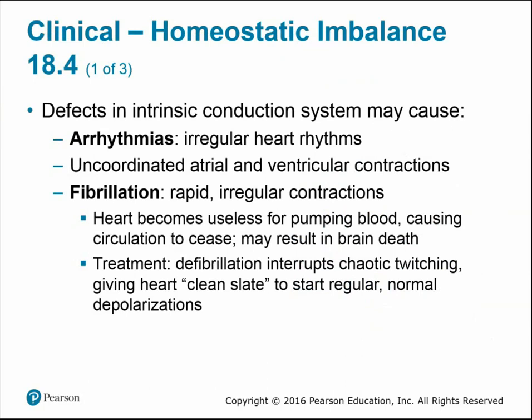So some homeostatic imbalances with heartbeat could be defects in this intrinsic conduction system that can cause things like arrhythmias, which is just an irregular heart rhythm. In this, the atrial and ventricle contractions are uncoordinated, so they're not behaving as a single coordinated unit. A fibrillation is rapid, irregular contraction. So essentially the heart becomes useless for pumping the blood. Circulation is essentially going to stop and can potentially result in brain death.